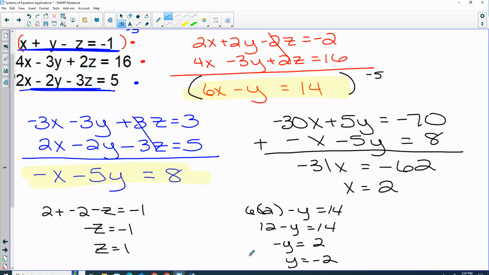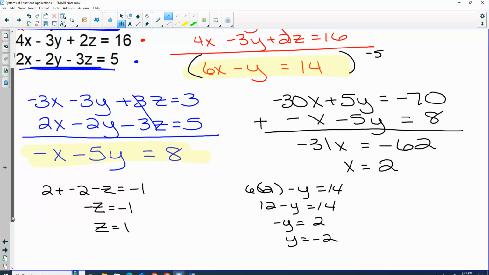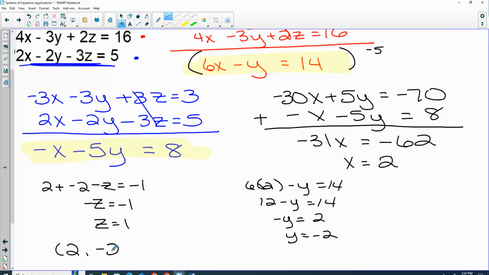When you write your answer, it's always alphabetical order, so x, y, z: 2, -2, 1. And we can check them just by putting it into the equations. So you can see adding this third equation really increased our work. There are other methods for solving those when you get more equations, which hopefully I have time to introduce you to before the end of the semester, but we'll see if we do or not. But do you guys understand how we got here?